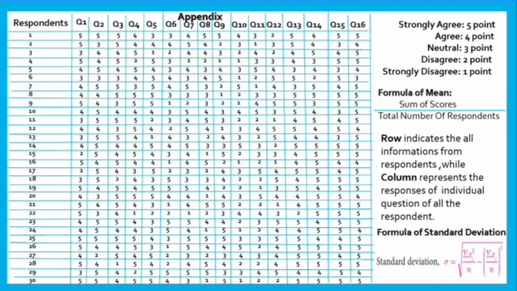In this section, the researcher provides some raw data regarding the particular research problem. On the basis of the raw data, the researcher calculated the mean score and standard deviation score. In this table, the rows indicate all the information from respondents while the columns represent the responses to individual questions of all the respondents. In this section, sample questions, interview questions, photographs, figures, maps, and tables are also included. At the end of the research report, the researcher gives additional information on the topic.